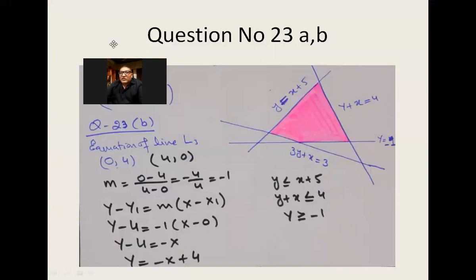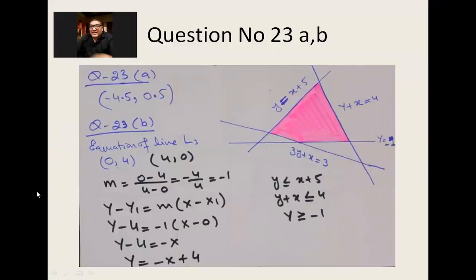So I'm talking about question number 23B part, line number 3. I want to find out this equation, and I have taken 2 points on that line, that's 0, 4 and 4, 0. First of all, I will find out the gradient that is called m. That is y2 minus y1 divided by x2 minus x1. So we will have 0 minus 4 divided by 4 minus 0. So we will have minus 4 divided by 4. So the slope or the gradient is minus 1.